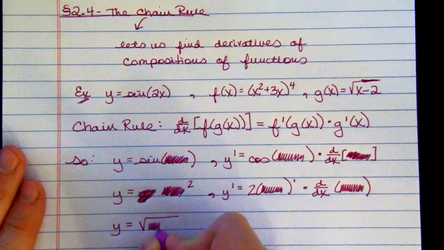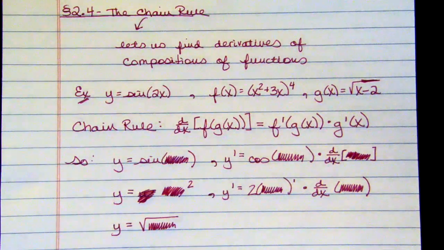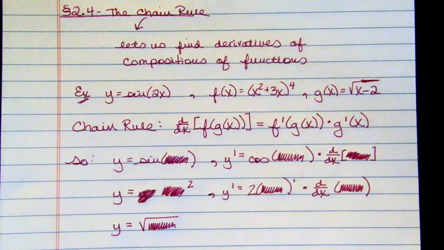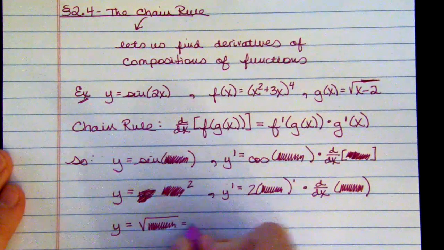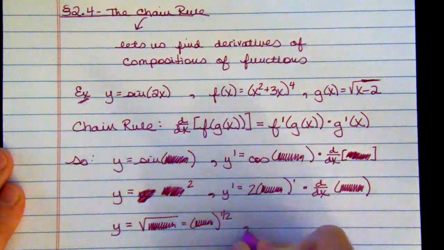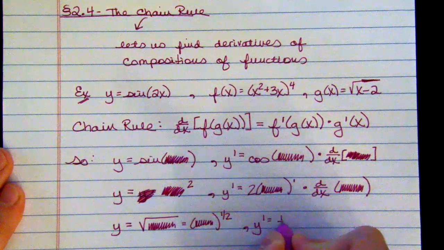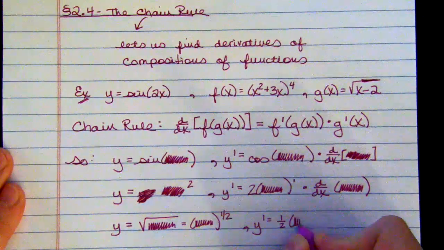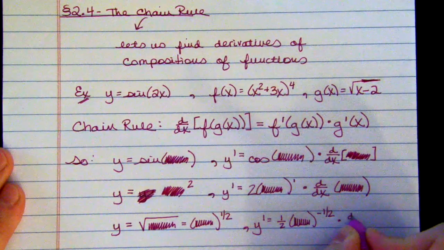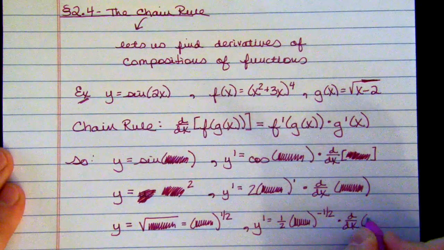Y equals the square root of something. I'm going to pause the video, and I want to see if you can write out the derivative of this in a similar way that I wrote out the derivative of the sine of something and something squared. First of all, this is like saying something to the 1/2. So y prime is going to equal 1/2 times that thing to the negative 1/2, and by the chain rule, times the derivative of that thing inside.